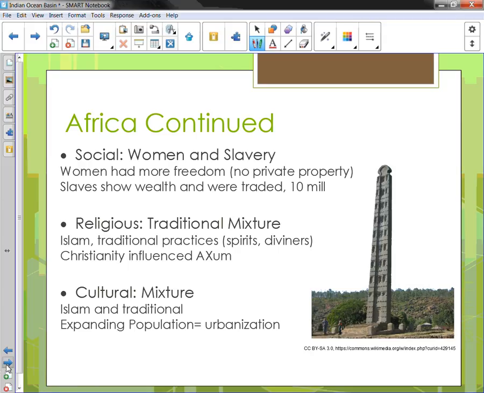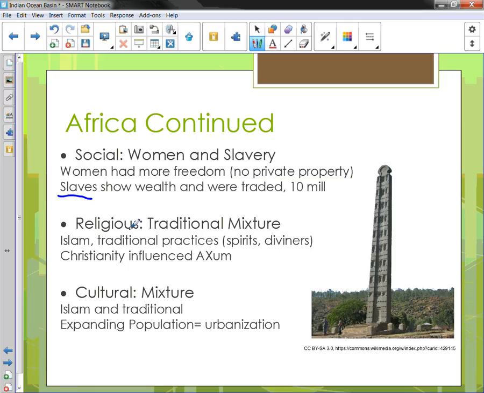Socially, in Africa, women have the highest position of any society we've seen so far. So higher than South Asia, maybe equitable, or higher than Southeast Asia, because women were oftentimes merchants in Southeast Asia, and definitely higher than in China as well. There was no private property, so property was not owned by males, and instead people used ownership of humans or slaves to show wealth, and these slaves were then also traded.